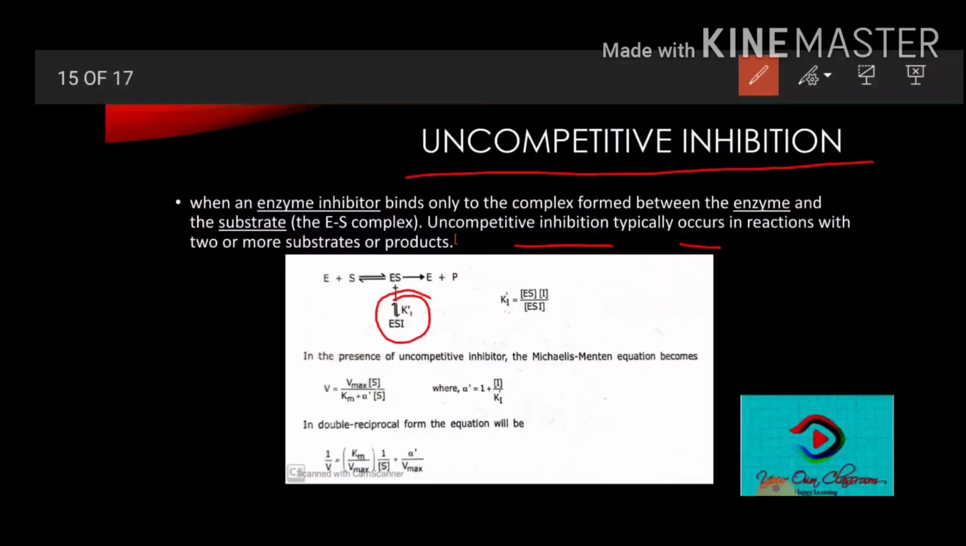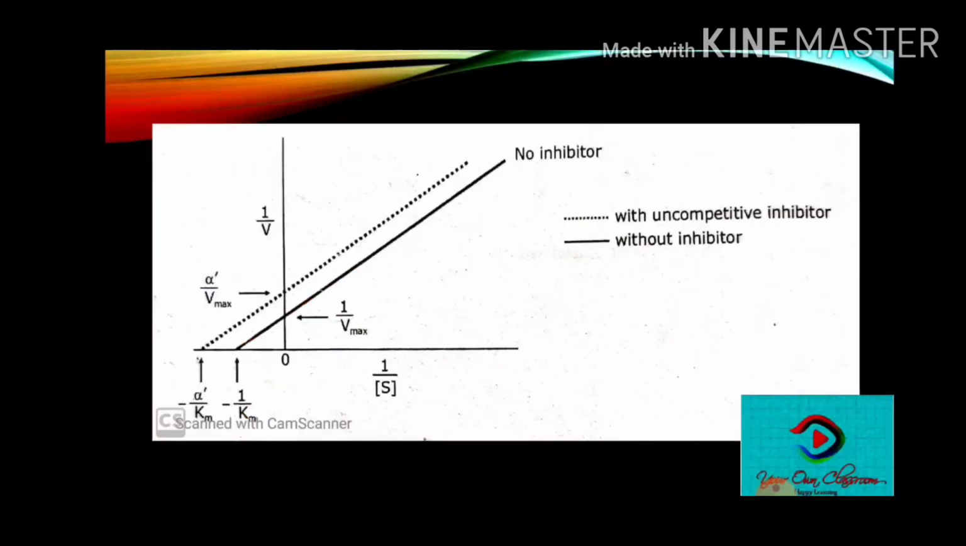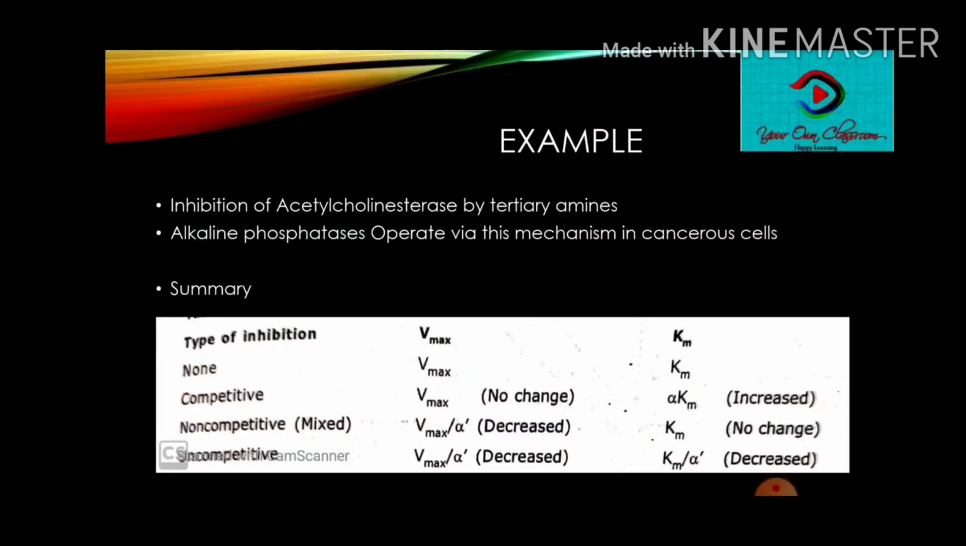Uncompetitive inhibition typically occurs in a reaction with two or more substrates or products, and in this case as well the reaction gets modified slightly. Let's look at the next slide. This is the curve indicating uncompetitive inhibition. As you can see, the Km value is decreased, as well as the Vmax. So let's look at an example of this. Inhibition of acetylcholinesterase by tertiary amines and alkaline phosphatase in cancerous cells operate via this mechanism.